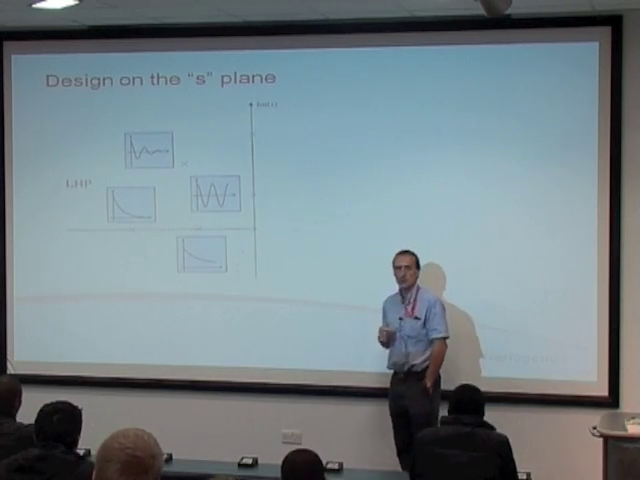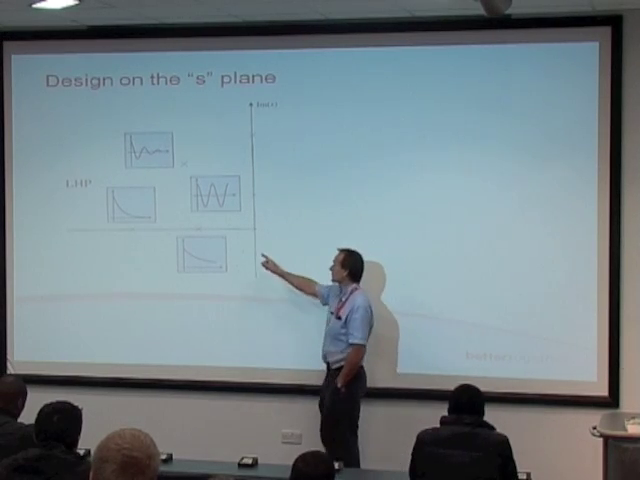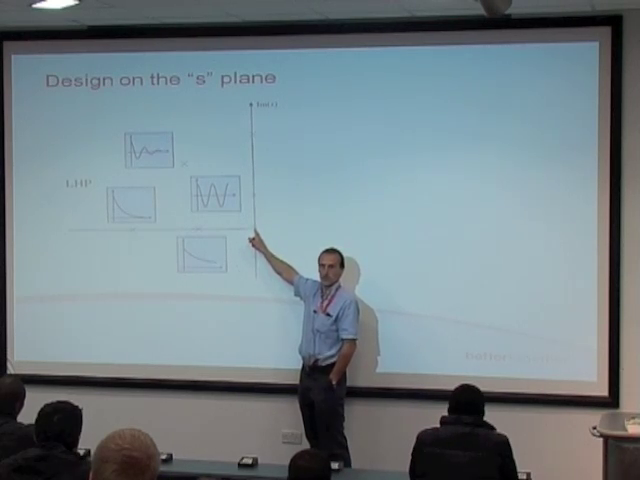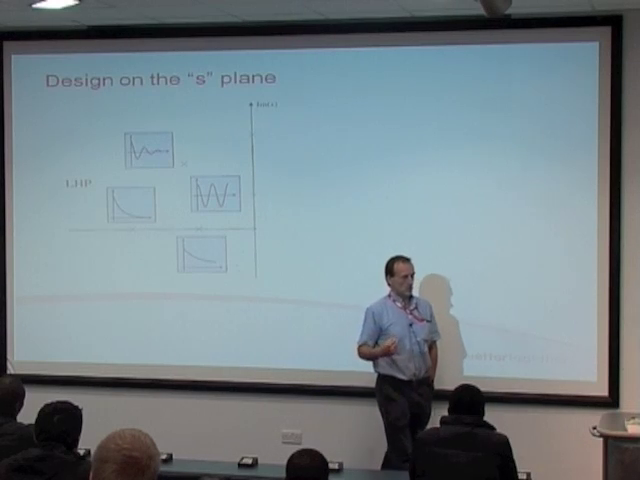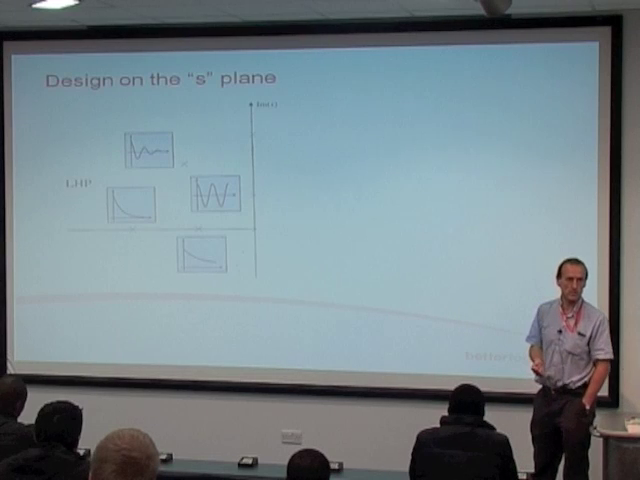Okay, and the way to work out which one's dominant is relatively straightforward. Just ask yourself which one's closest to the origin. Okay, and the pole position closest to the origin is the one that produces the dominant response.